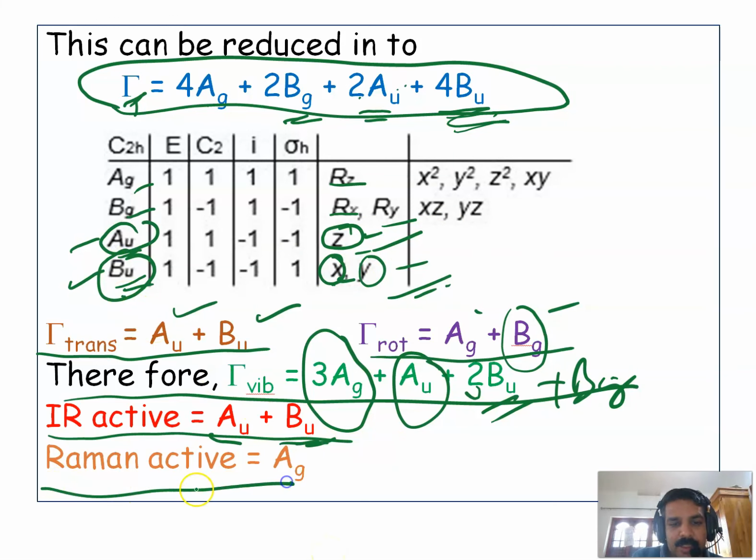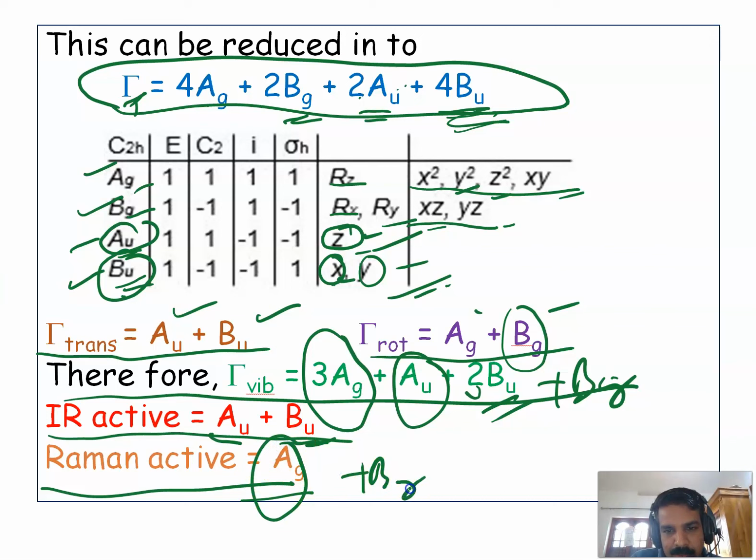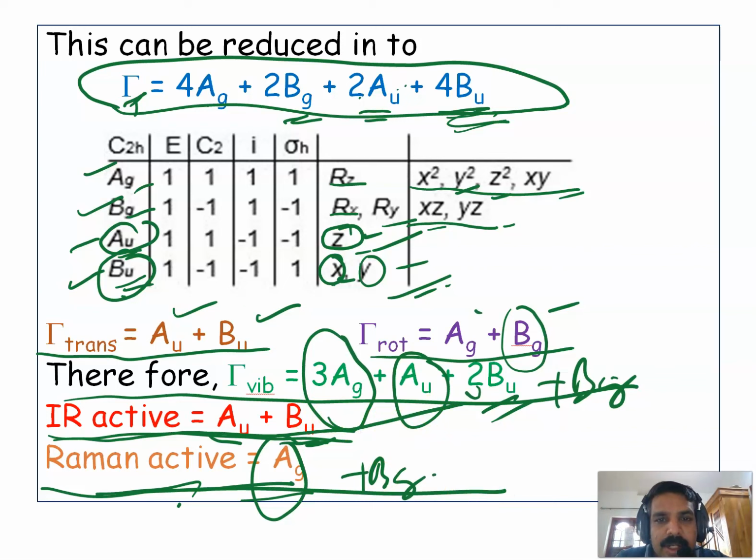And which vibrations are Raman active? Raman active vibrations belong to these binary products: x square, y square, z square, xy, xz. Therefore, Ag and Bg are Raman active. There are no IR active vibrations that are Raman active, and no Raman active vibrations that are IR active. That is our conclusion, and it is called the mutual exclusion principle.